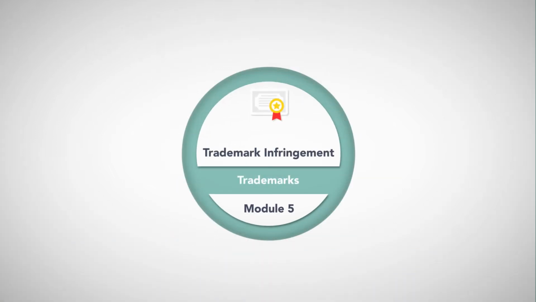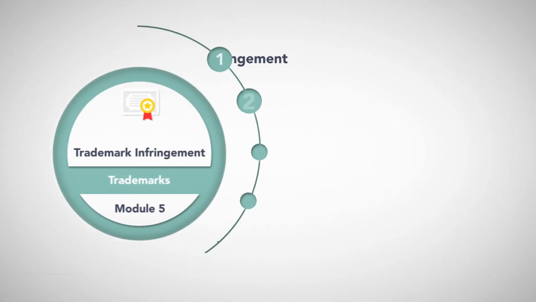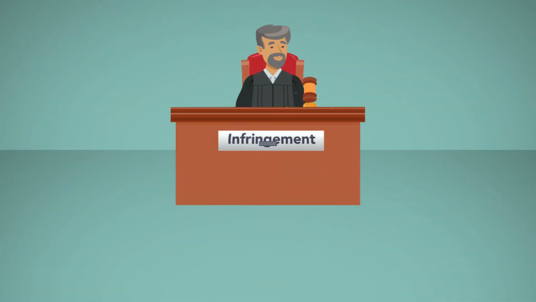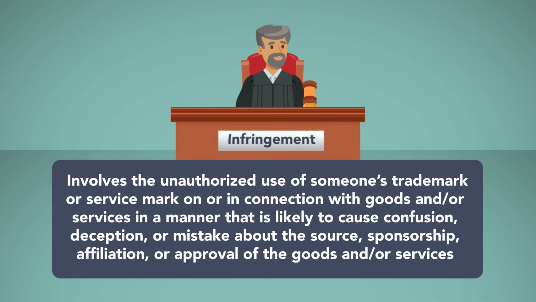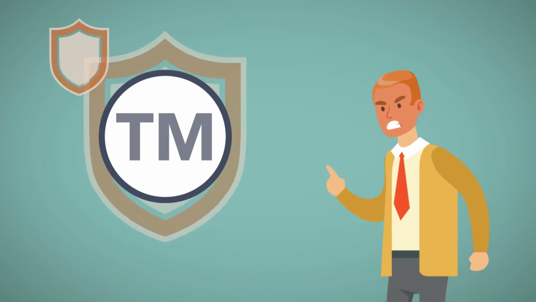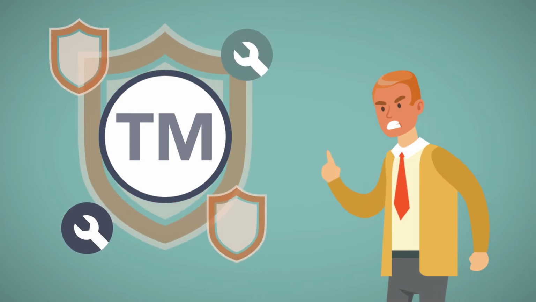Module 5. Trademark Infringement. Trademark infringement involves the unauthorized use of someone's trademark or service mark on or in connection with goods and/or services in a manner that is likely to cause confusion, deception, or mistake about the source, sponsorship, affiliation, or approval of the goods and/or services. In our final module, we'll look at the bases for infringement claims, defenses, and remedies.